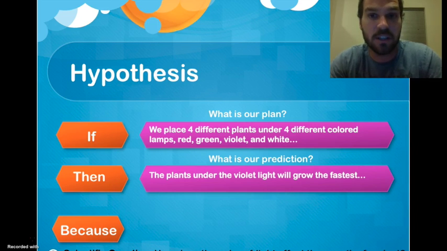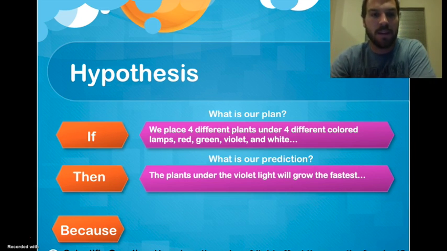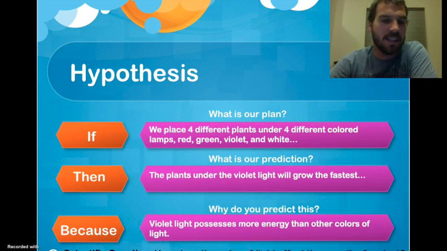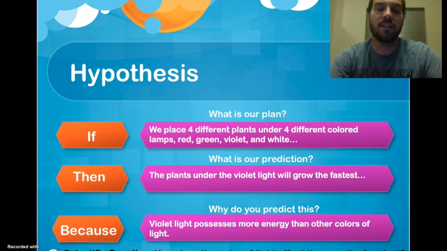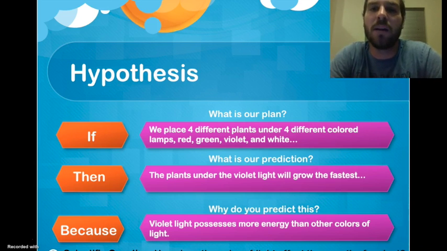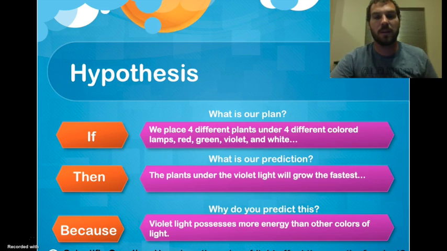Okay, it's just a prediction, but grow, right? They're going to grow. That's our responding variable. Because, why do we predict this? Well, violet light possesses more energy than other colors of light. Okay, so the because can be a little, you're not always going to know why, but I want to see your thinking. Why do you think that? Is there any reason that's your prediction? Okay, so if, what is our plan? Then, what is our prediction? Because, why do we predict this?